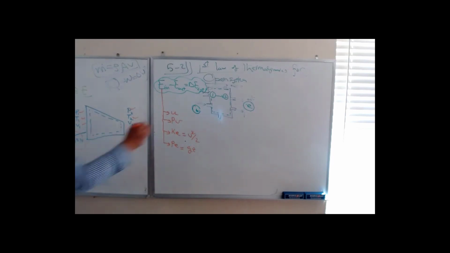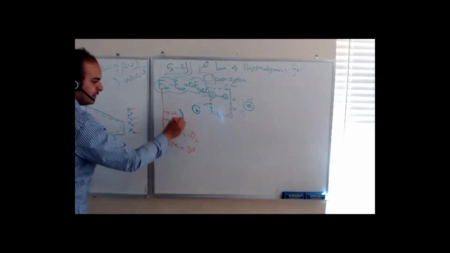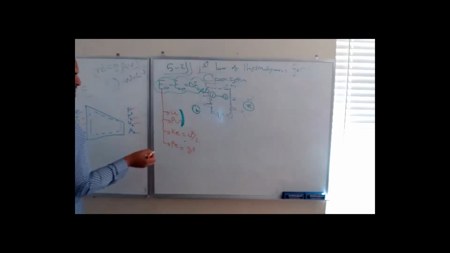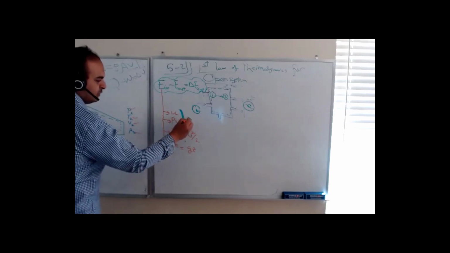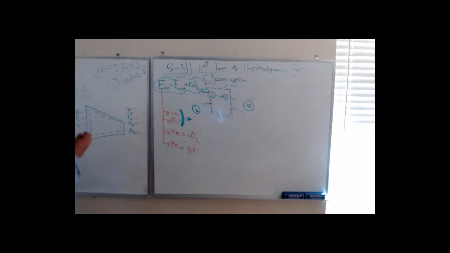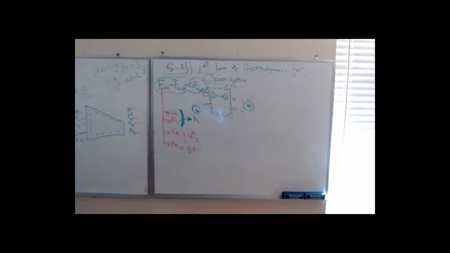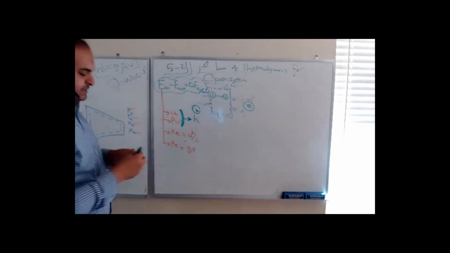If you combine them together, what is this, guys? This plus this is what? Can somebody tell me one word? U plus PV is what? Guys, can you hear me? H. H, enthalpy, perfect. So we can rewrite this equation. Delta E system does not have PV, only has U. So this equation will be written like this.